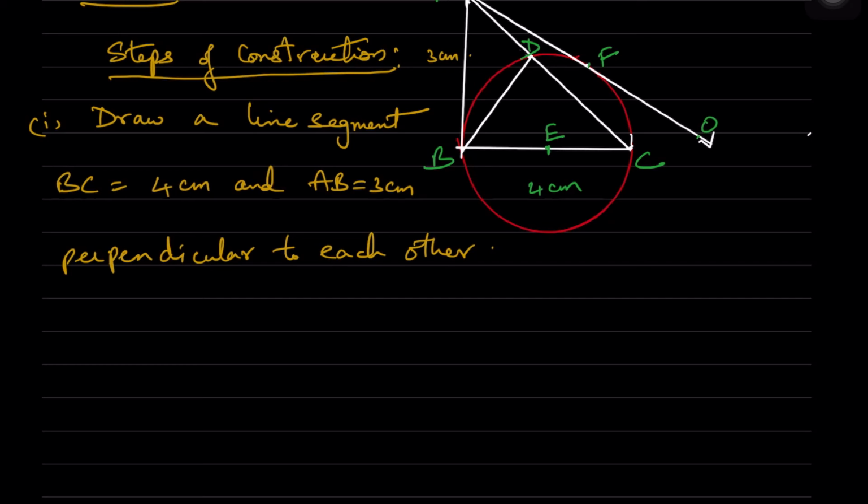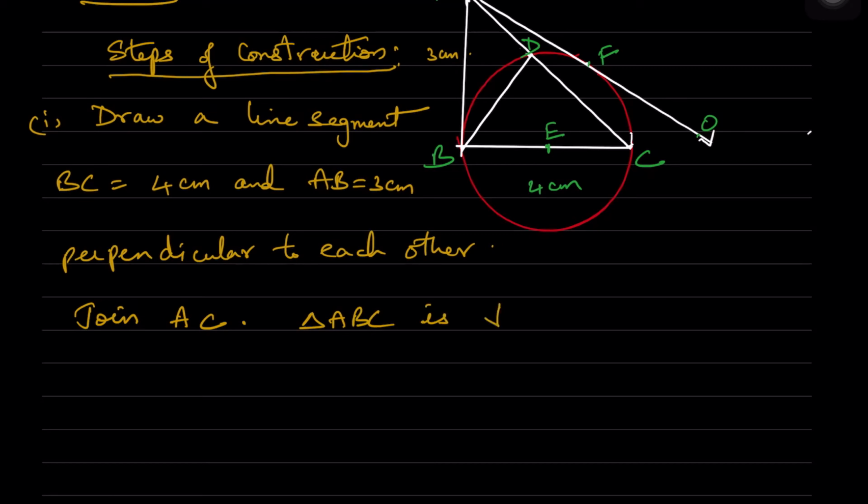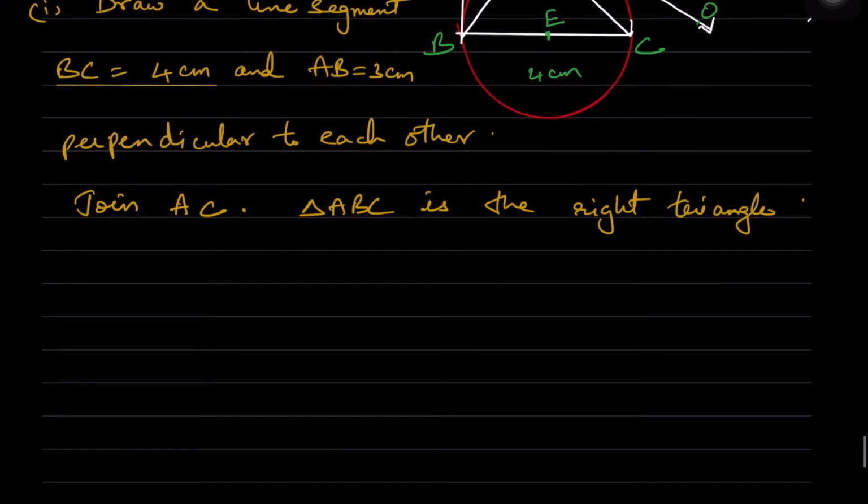So now join A to C, and here triangle ABC is the right triangle. Now we got a triangle first.